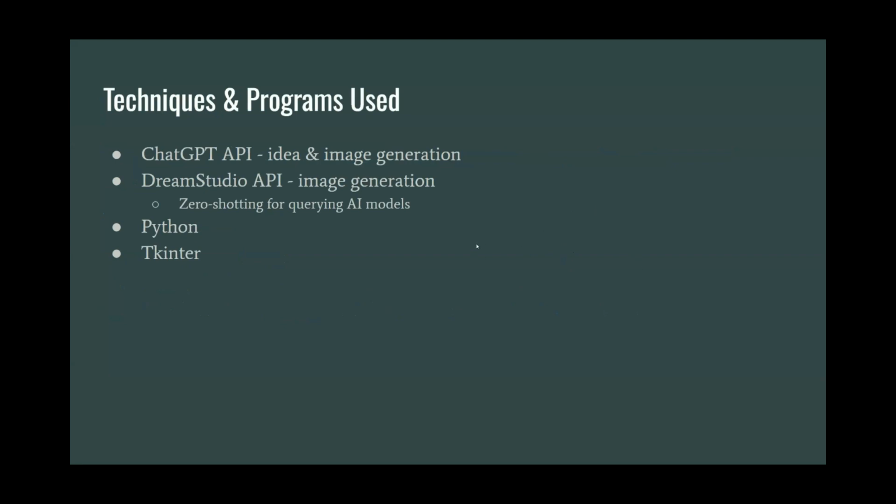Again, techniques we use are ChatGPT for ideas. We use the Dream Studio API for image generation, and with ChatGPT, we use zero shotting to query the AI models to get specific data without actually having to parse it as much. We use Python to code everything and the tkinter module to build a user interface for the application.